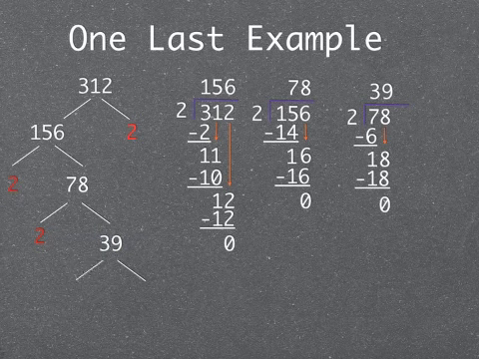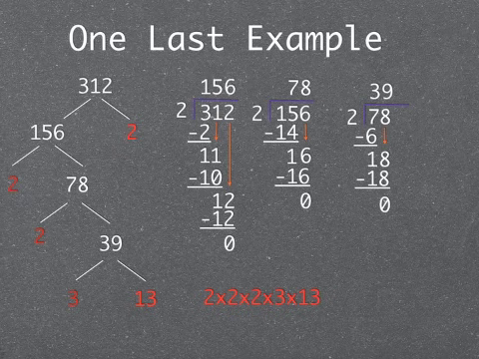And then 39, since 3 and 9 are both divisible by 3, I know that 3 is a factor of 39. And if I was to use long division again, I would see that 3 goes into 39 13 times. So my factors are 3 and 13. Now I can see the bottom of my branches are all prime, so I have my prime factorization of 312, which is 2 times 2 times 2 times 3 times 13. And I'm done.